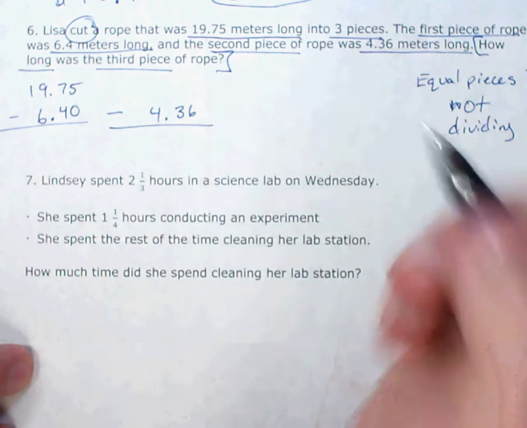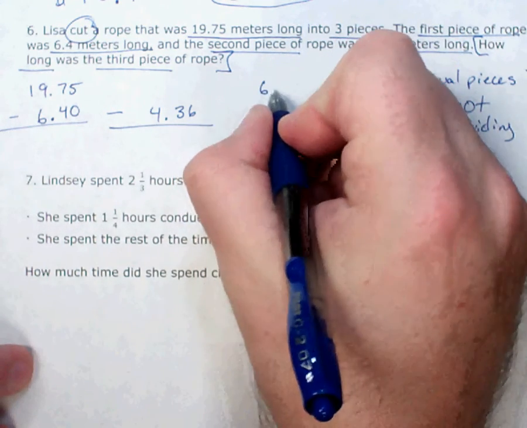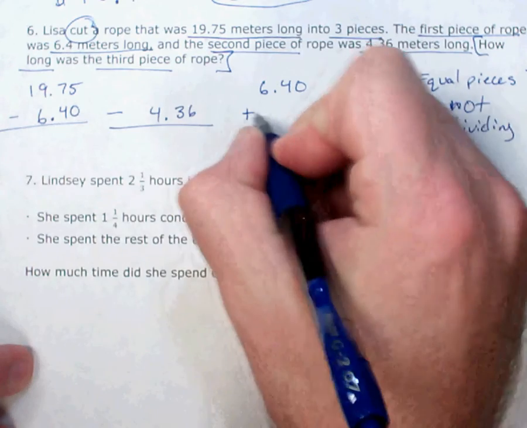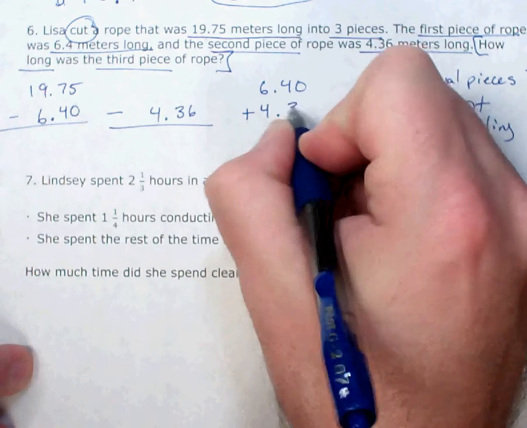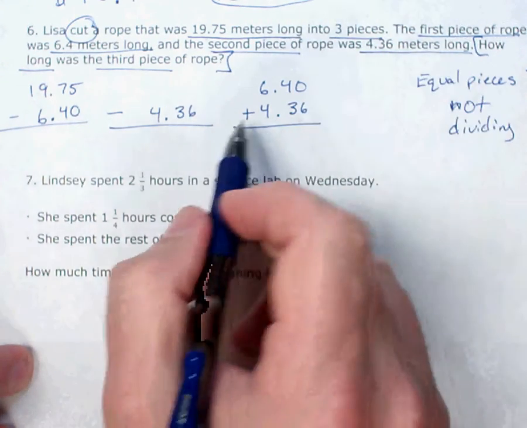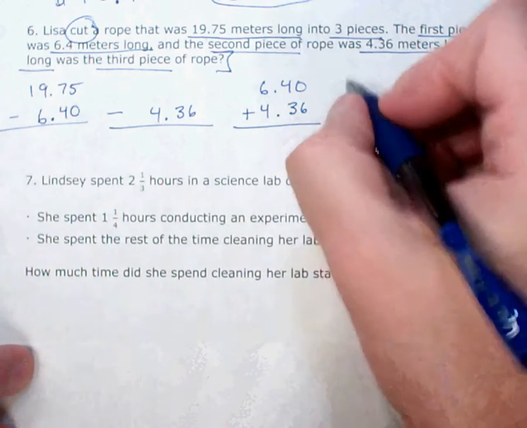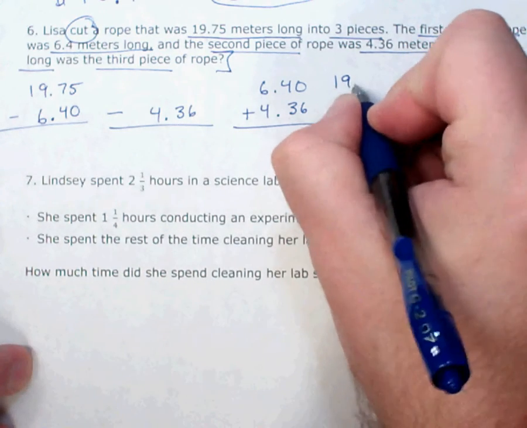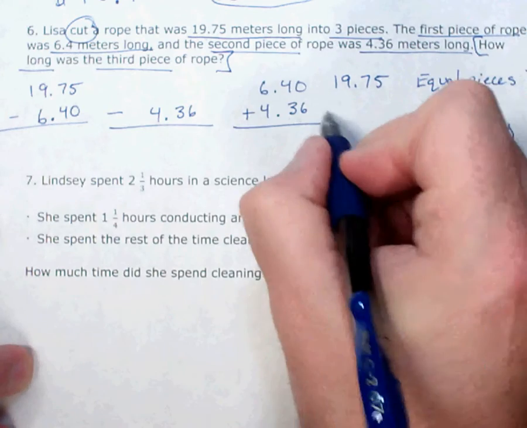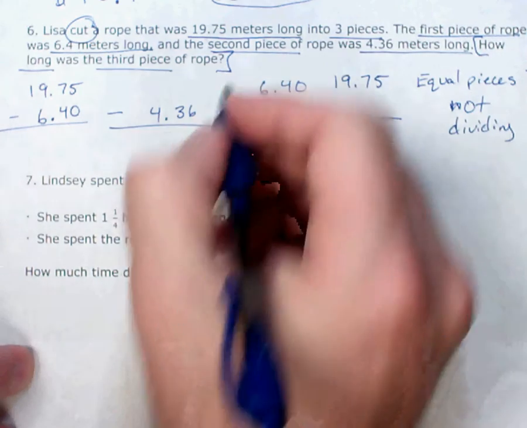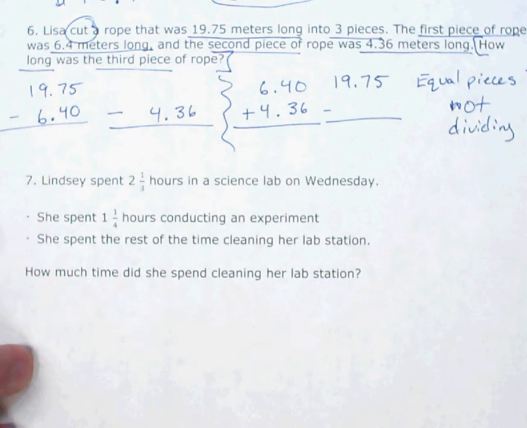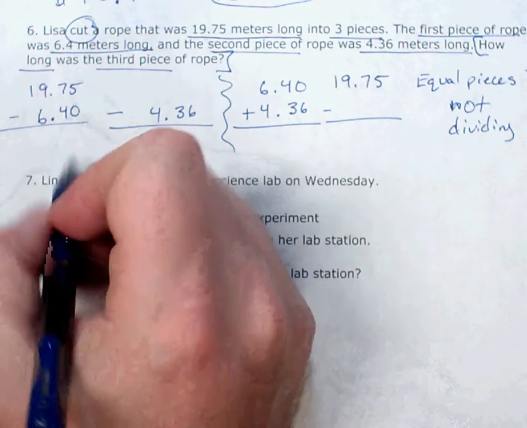Another way we could do it is we could add 6 and 4/10 to 4 and 36 hundredths, and that's going to give us the amount of the first two, and then we could subtract that number from 19. So either way is going to give us the same answer. So because I've already got them set up, I think I'll just do both real quick. Because luckily on this first one, there's not going to be any regrouping.